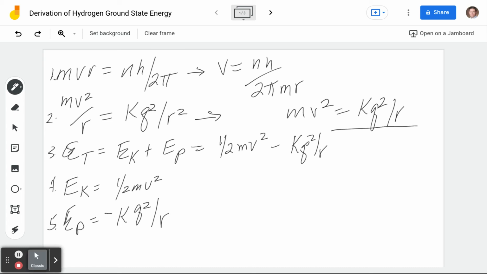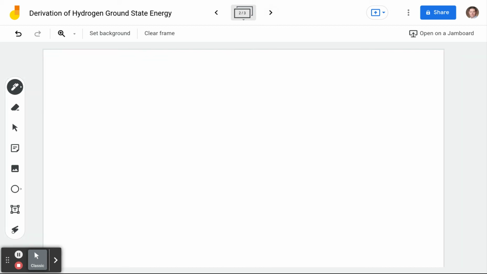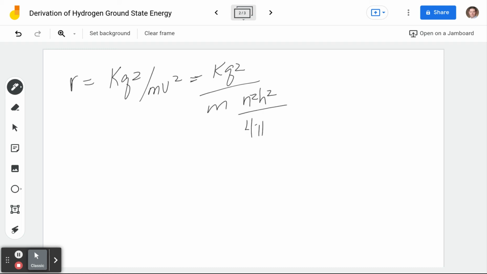And so I bring this equation over, and I want to solve this for r. And I'll go ahead and do that now. And so we're going to get that r is equal to kq squared over mv squared. And then I'll use this expression that I got for v, and I'll plug that into v squared. I'll do that on the next screen here. So when I do that, I get that r is equal to, I'll rewrite that, kq squared over mv squared. And that's going to be equal to kq squared over m, and v squared, well, v, remember, was nh over 2 pi mr. So the m is still there. The v squared is going to give me n squared h squared over 4 pi squared m squared r squared.